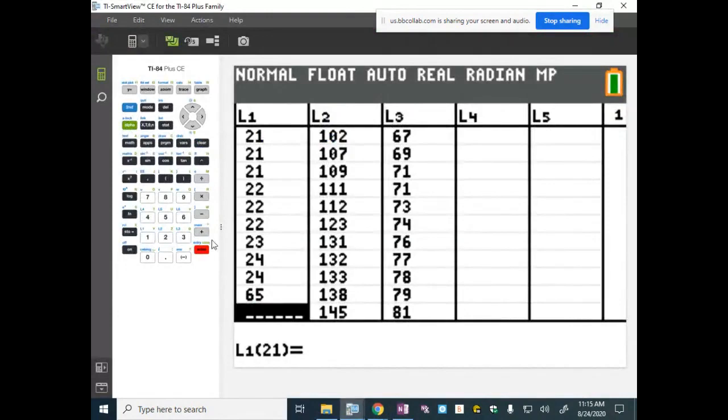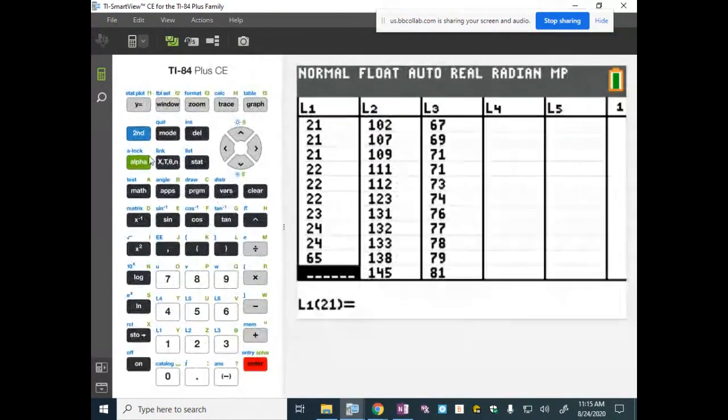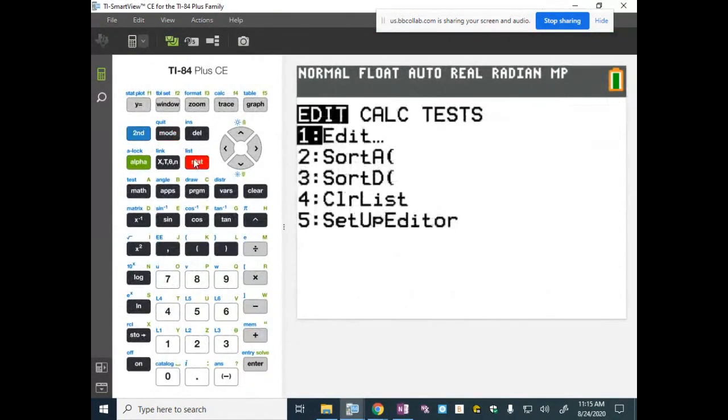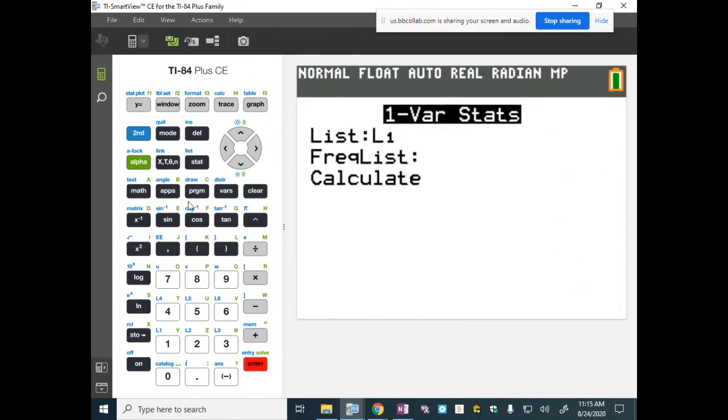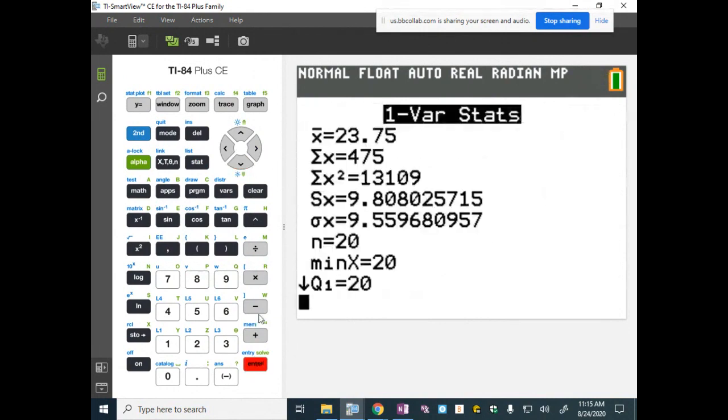So I'm going to quit out of this, and I'm going to do a stat. And this time, instead of going to edit, I'm going to go to calc. And I'm going to choose 1-var stat. And by default, the list will be L1. If you put the data into a different list, just change it. Leave the frequency list alone. We go to calculate. Boom.